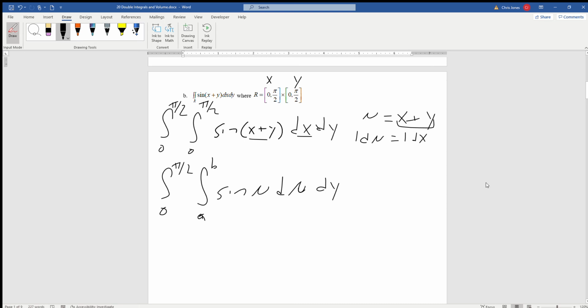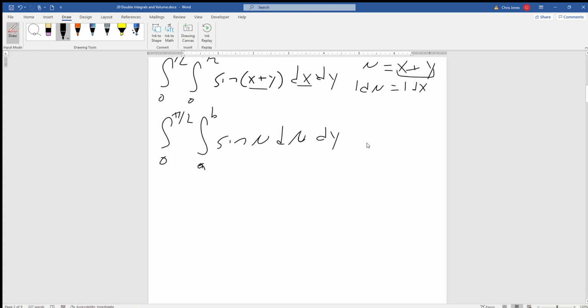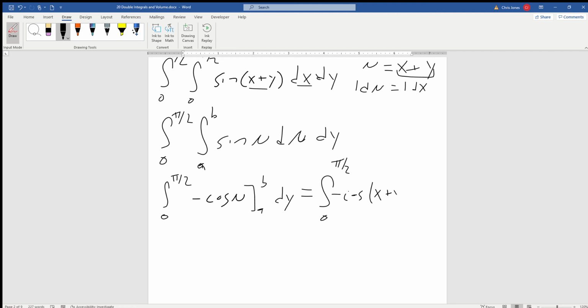Alright, now notice we didn't break it apart because sine has a y inside of it. So we can't really factor that out, or just rearrange it. And so now we know the antiderivative of sine is negative cosine. So we now have 0 to pi halves, negative cos u from a to b dy, or integral 0 to pi halves of negative cos of x plus y. And let's just make a note of this, that this is when x is equal to 0 and x is equal to pi halves. And that's going to be dy.